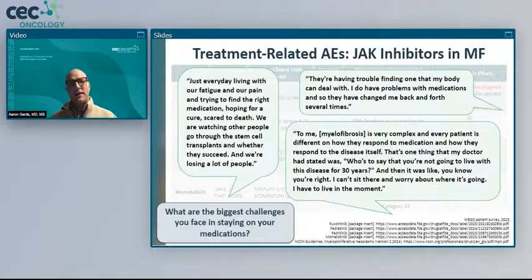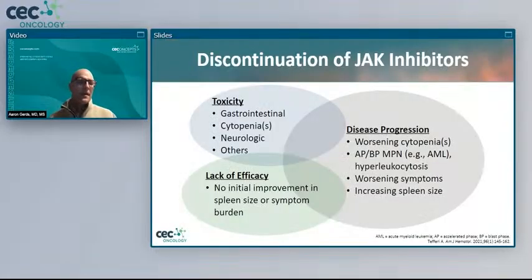And really, you want to marry what the patient is feeling, what the potential treatment options are, with everything else going on for them. Again, JAK inhibitors are not perfect. They all have their shortcomings, and we really think about this in three major bins: toxicity, where they're having a side effect that no longer allows them to take the medication; lack of efficacy, where it never worked in the first place or stopped working after it worked initially; as well as this whole idea of disease progression, which could be worsening blood counts, progression to accelerated or blast phase disease, worsening symptoms, or increasing spleen size despite adequate therapy.